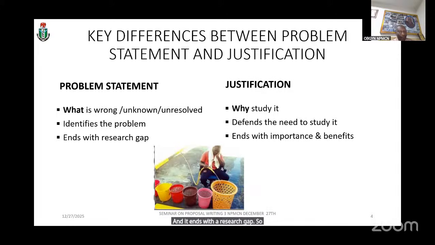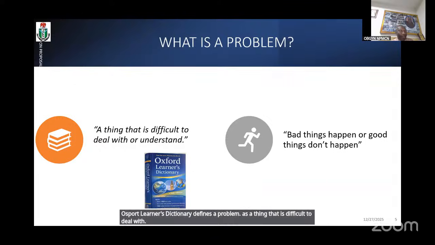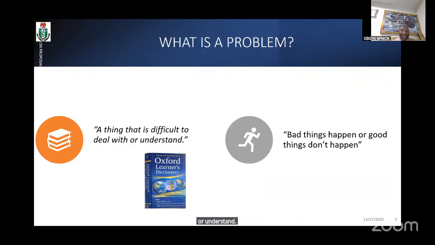So this is the what. On the other hand, justification is the why. Why is it necessary for you to study this problem? And at the end of it, you tell us the significance. What is the importance of studying this particular problem? So the problem statement is the what, while the justification is the why. Oxford Learner's Dictionary defines a problem as a thing that is difficult to deal with or understand. And someone succinctly put it, that bad things happen or good things don't happen. These are problems, aren't they?